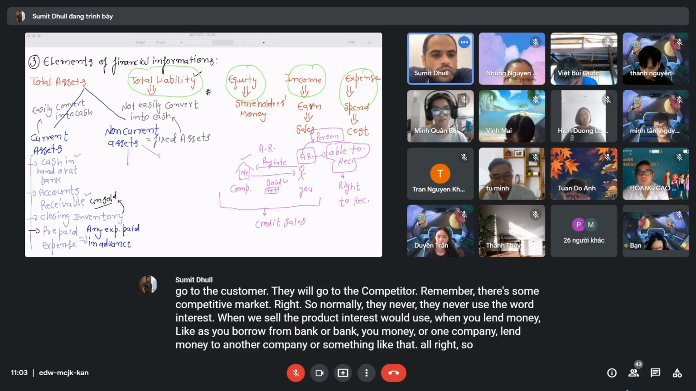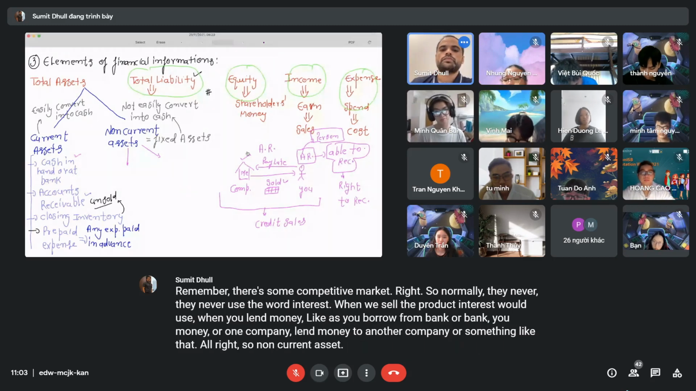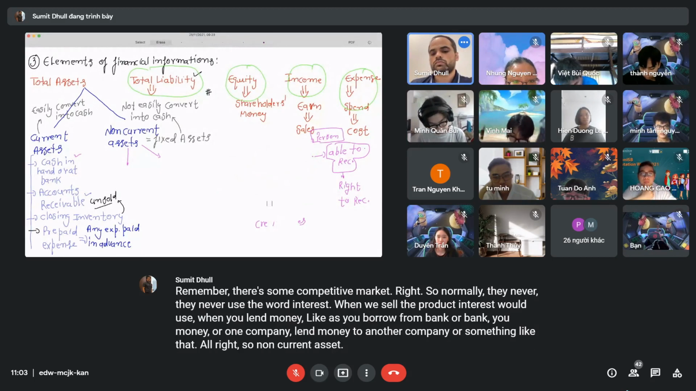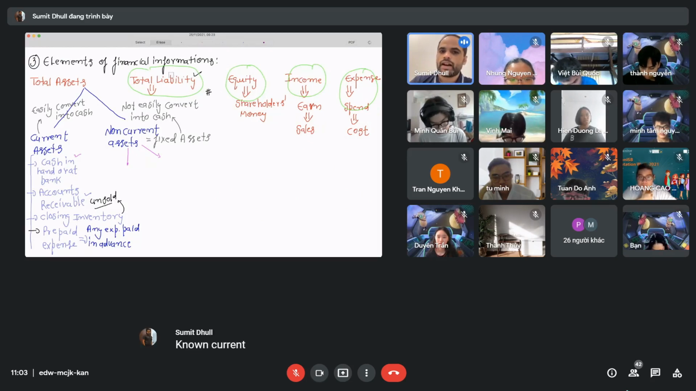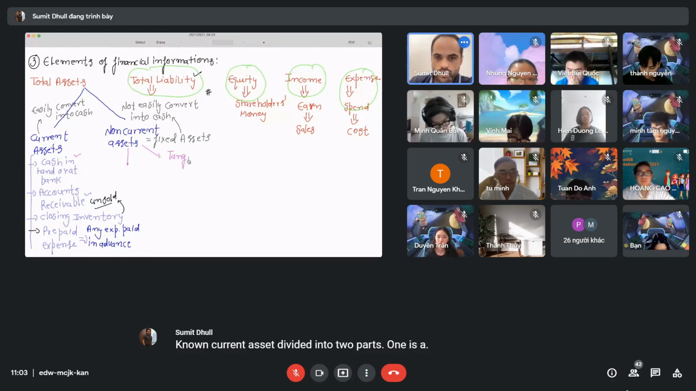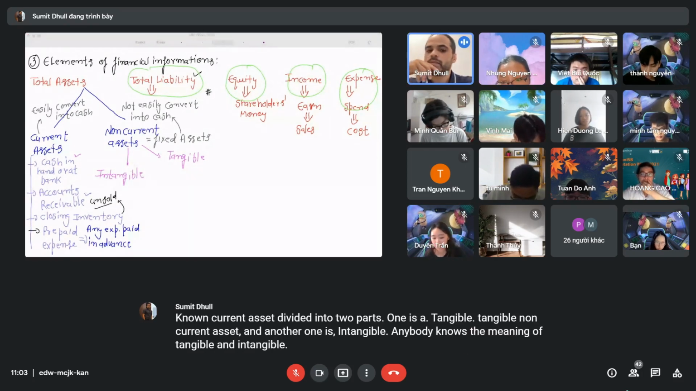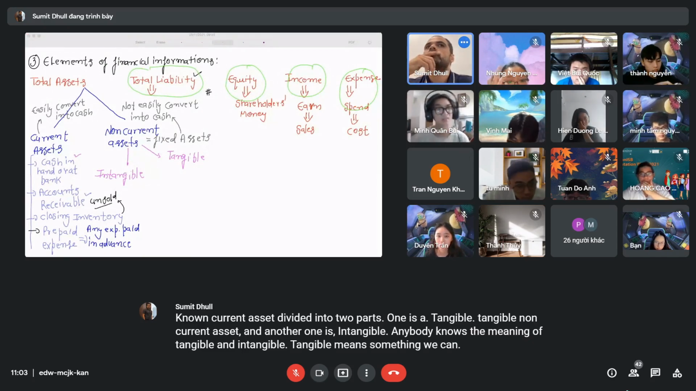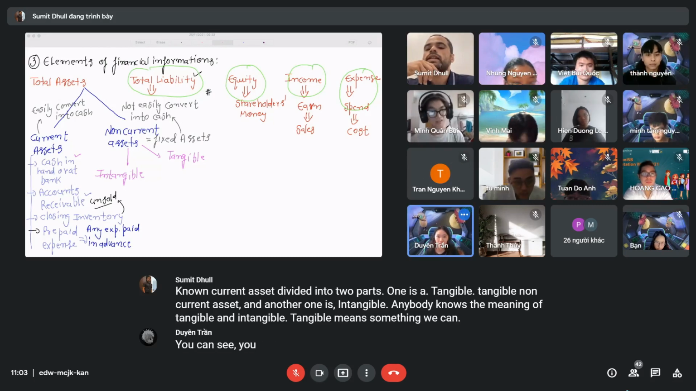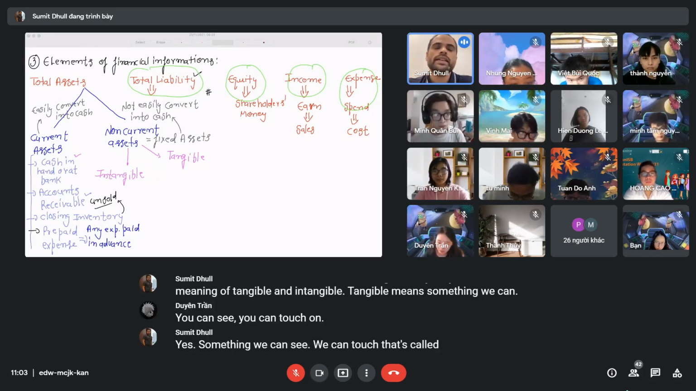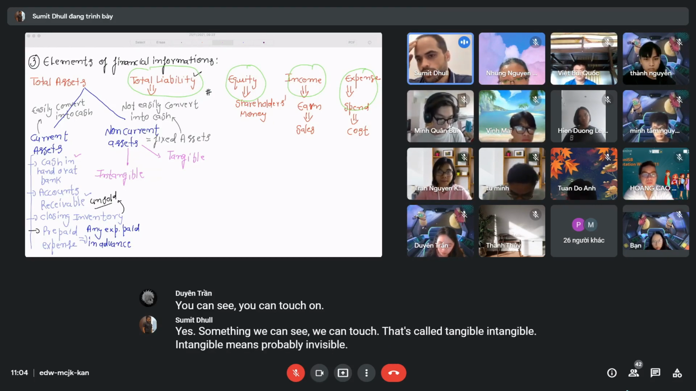All right, so non-current asset. Non-current asset is divided into two parts. One is tangible non-current asset, and another one is intangible. Does anybody know the meaning of tangible and intangible? Tangible means something you can see, you can touch. That's called tangible. Intangible means probably invisible. We can't see, we can't touch.